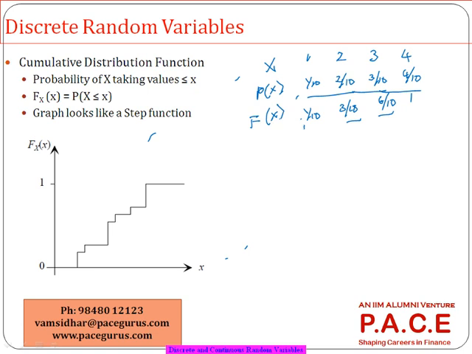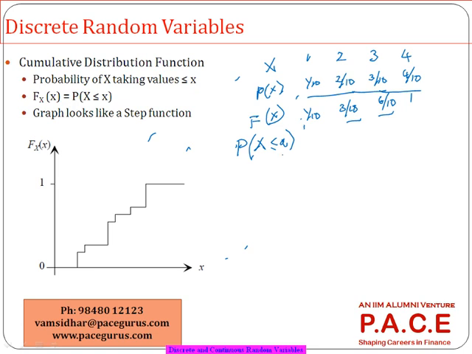Cumulative distribution function. So we have to understand whether the question is about the probability distribution function or the cumulative distribution function. The probability distribution function is the above line, P of x, whereas the cumulative distribution function is F of x. And the simple way we talk about F of x is that this is nothing but the probability of X less than or equal to x. X less than or equal to 1. X less than or equal to 2 is 3 by 10. X less than or equal to 3 is 6 by 10. X less than or equal to 4 is 10 by 10 or 1.